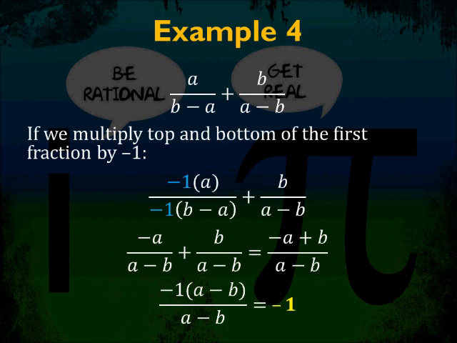So sometimes you don't need to find a least common multiple or least common denominator by adding factors. You just have to switch the order. Whenever you want to switch the order of a denominator, you just need to multiply the top and bottom by negative 1.